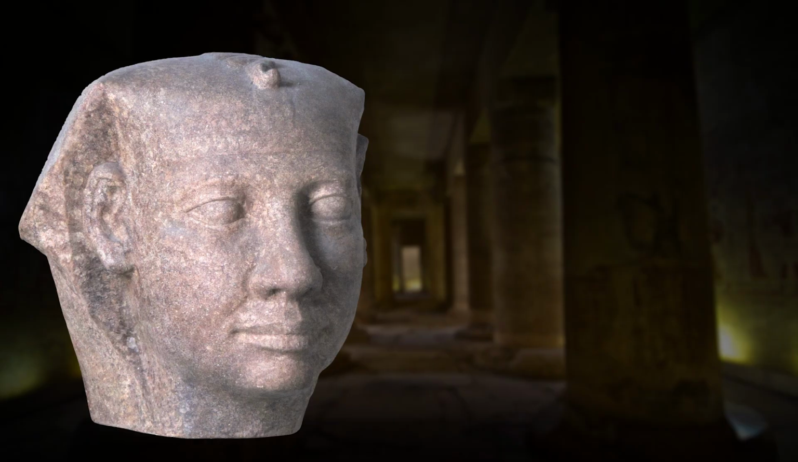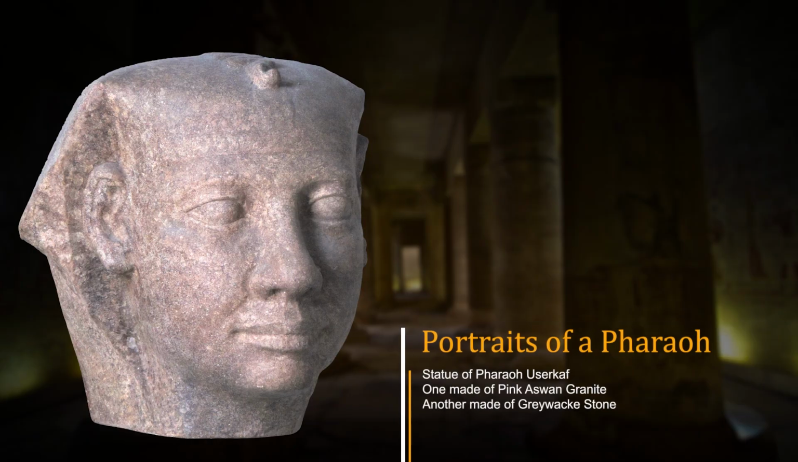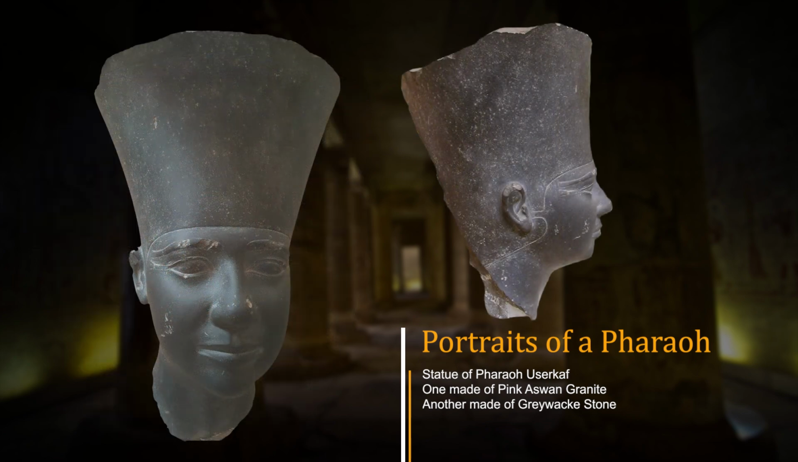An impressive and much larger-than-life head of Userkaf was found in the temple courtyard. Made of pink Aswan granite, it is the largest remaining Old Kingdom portrait head if one excludes the Great Sphinx. Another fine portrait of the king was discovered in the Valley Temple of Abu Ghurab. This is particularly important because it is one of the few examples from the Old Kingdom that shows the pharaoh wearing the red crown of Lower Egypt.